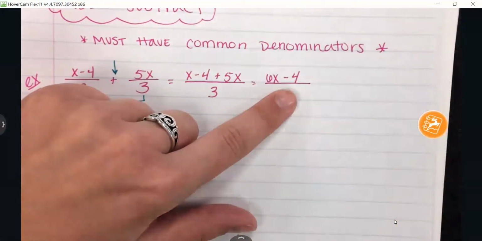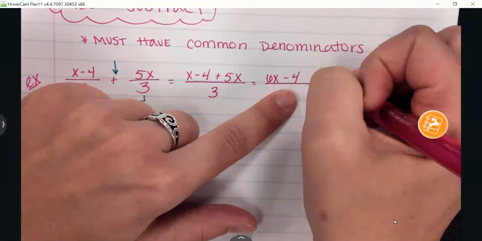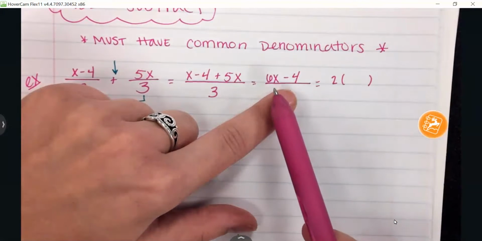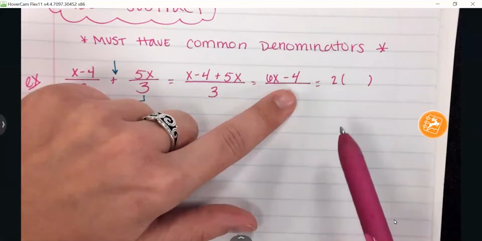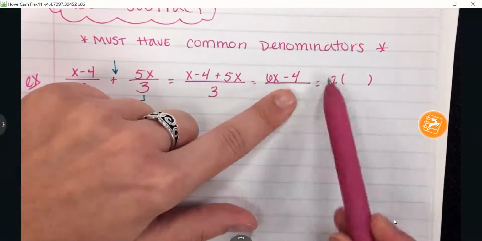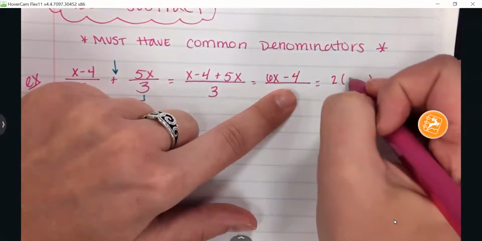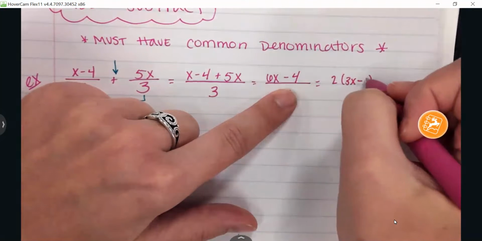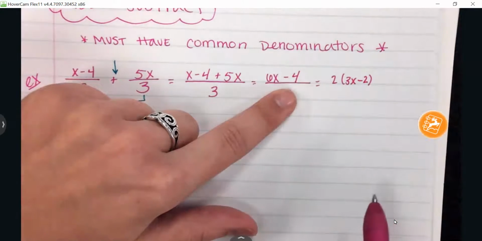I can divide or take out a 2. So if I take out a 2, what will be left over? Because 6 and 4 are both divisible by 2. So what will be left over? What is 6x divided by 2? 3x, and negative 4 divided by 2 is a negative 2.